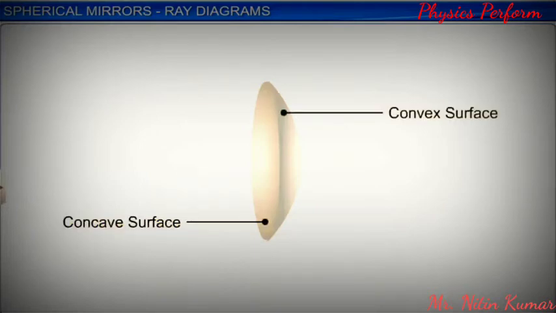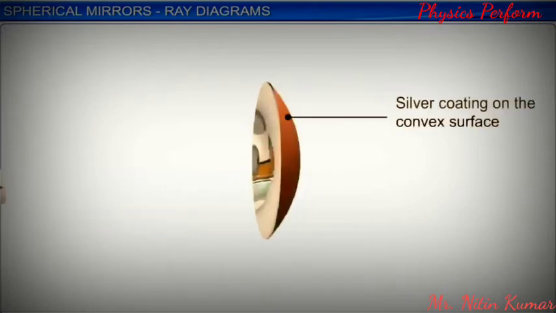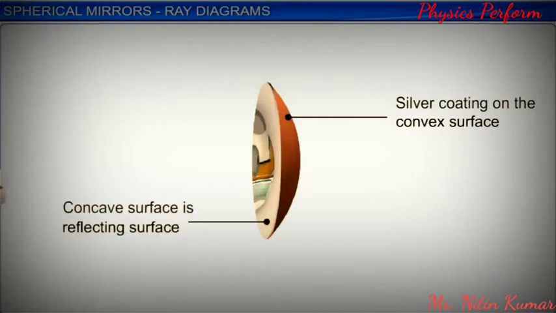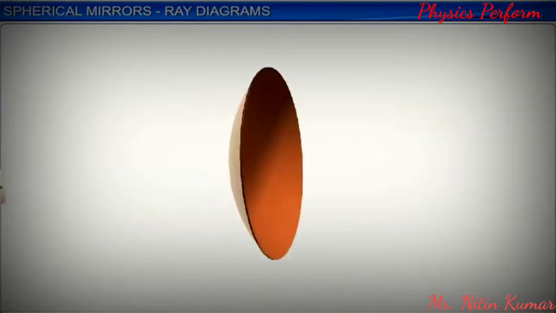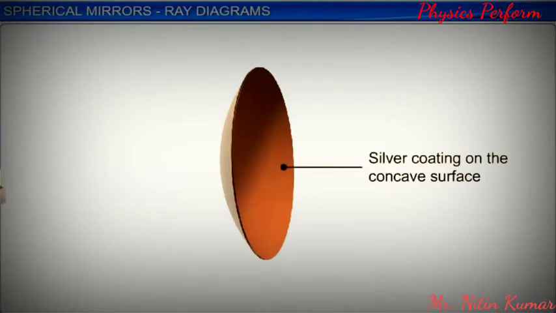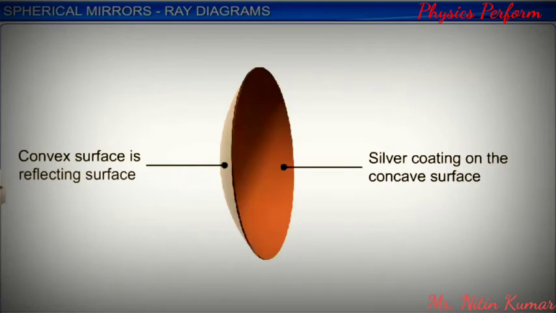the convex surface. If the convex side is given a silver coating, and the smooth concave surface acts as a reflecting surface, the mirror is called a concave mirror. On the other hand, if the concave surface is coated in silver, and the smooth convex surface acts as a reflecting surface, the mirror is called a convex mirror.